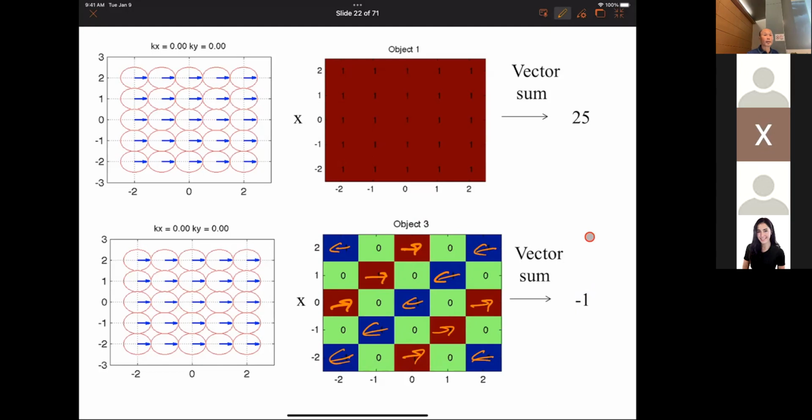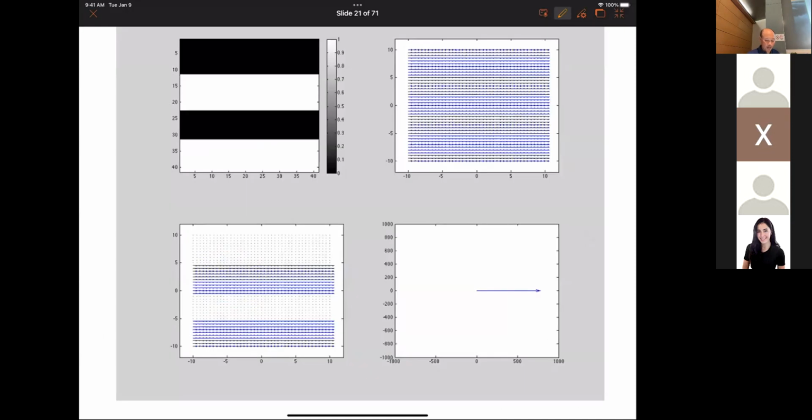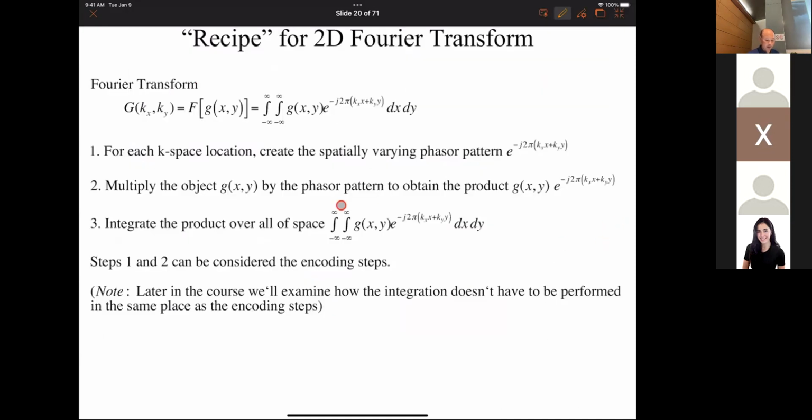Is this element-wise multiplication? Yeah, element-wise multiplication. That's a great question. If you go back and think about this, G(x,y) times e to the minus j 2 pi (kx x plus ky y), that's basically element-wise multiplication, right? Every x location is multiplied by its phase at that x location.